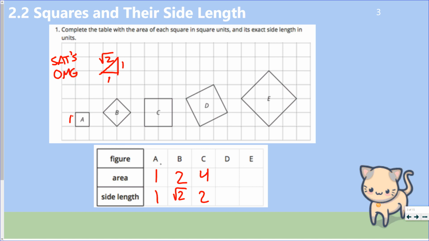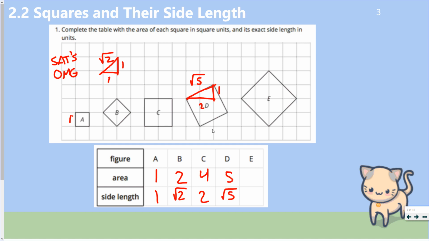Let's look at D. Same idea, right? But this time, look at the triangle that I can create from here. It's got 2 legs, a 1 and a 2. 2 squared plus 1 squared is 5. So that's going to be root 5. Interesting. So let's look at this side length, root 5. So what's its area? 5.